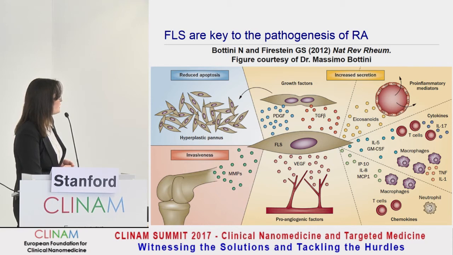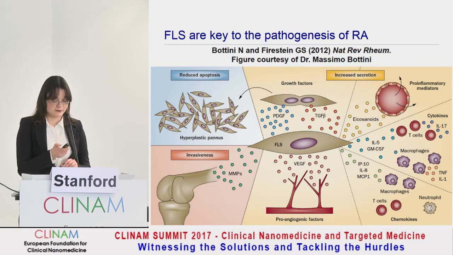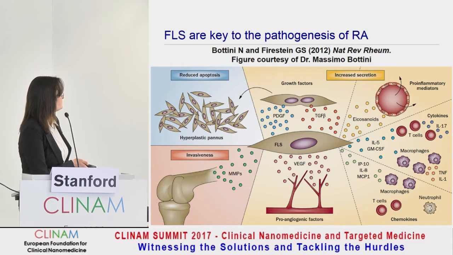They secrete pro-growth factors, which help themselves and other immune cells to grow, and they promote angiogenesis to the joint. And as you can see here, they promote pro-inflammatory cytokines, and they produce chemokines, which promote inflammation in the joint. And so they really play a primary role in the destruction that happens during rheumatoid arthritis.